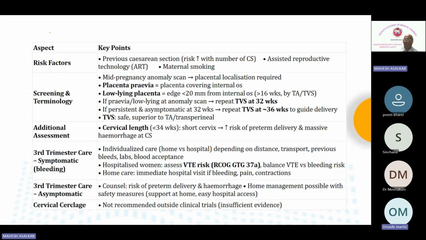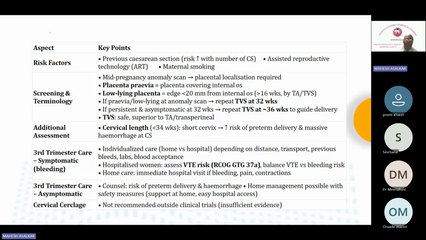Now, what are the risk factors? Again, whatever we have discussed up till now, we will summarize it. The risk factors we have seen: previous cesarean section, assisted reproductive technique, maternal smoking. Now, screening and terminology we have discussed. What is placenta previa? What is low-lying placenta? Previa is covering the os. Low-lying is within 2 centimeters or 20 millimeters from the internal os.